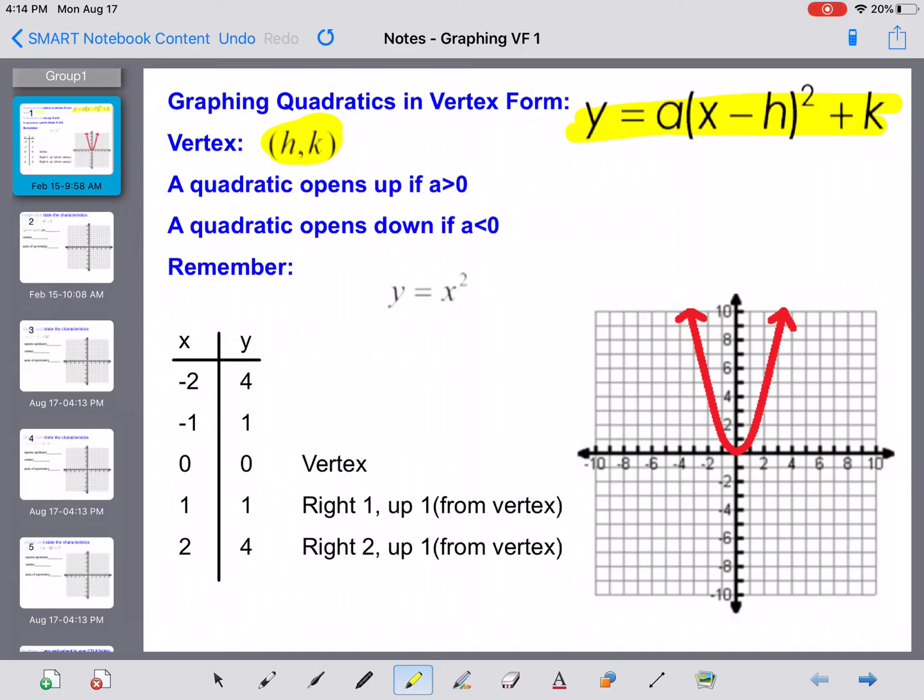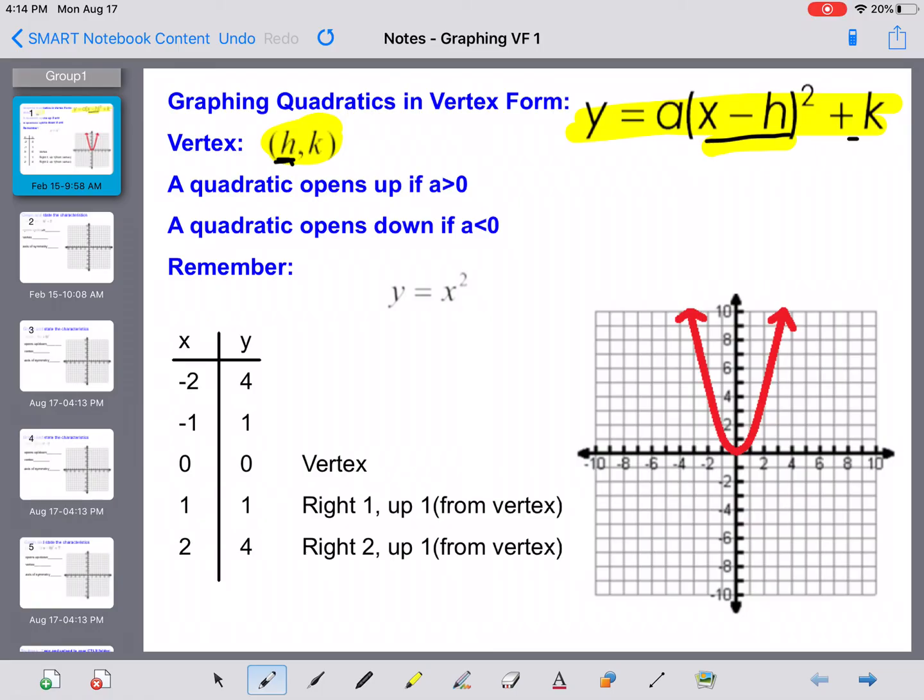So looking at the h value, if you look inside our parentheses, we have x minus h. And then we have this h here. So if we notice that there's a minus in front of h, that means that when we find our vertex, we need to flip the sign and take the opposite. So if it was x minus 2 squared, we would use 2 as our x value for our vertex.